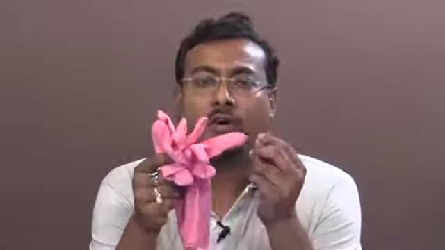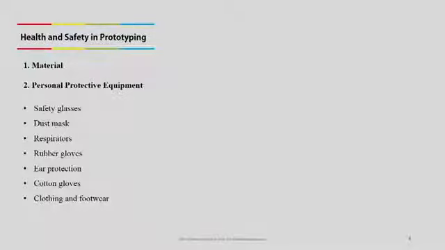Next is rubber gloves. Rubber gloves are used when you are handling any kind of thick paste or filler material during prototyping. Next is ear protection. While working on the shop floor, you may have a lot of noise. To protect your ears, you need this kind of ear muffs. You can wear it like this.